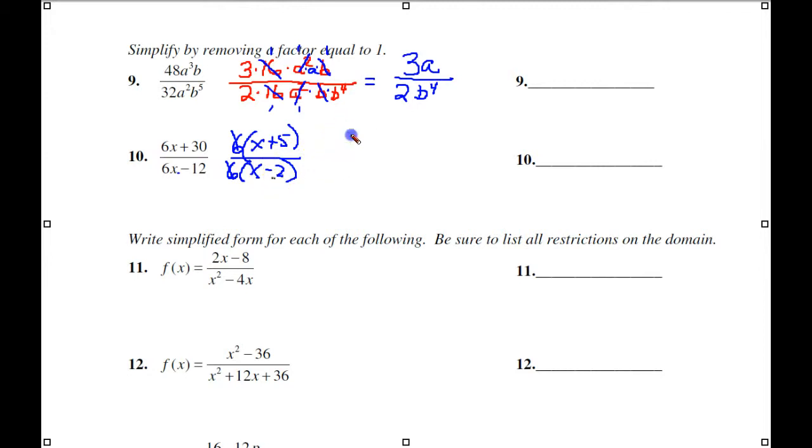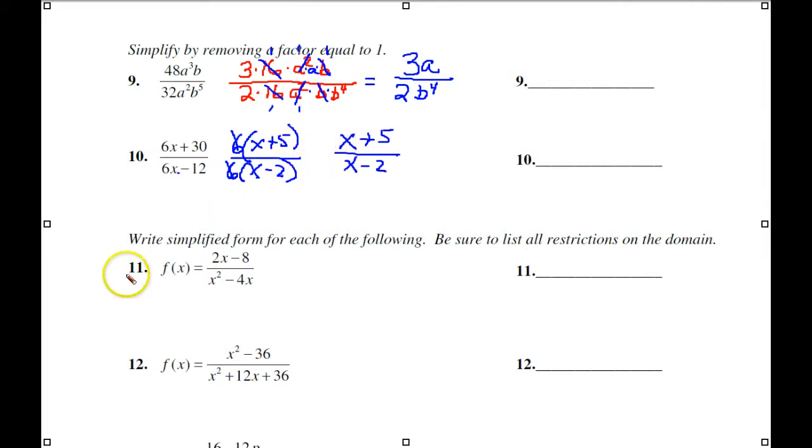Now remember, you cannot cancel the x's here, because these are not factors. Here they're factors. These are terms. You can't cancel out common terms. So that's a no-no.